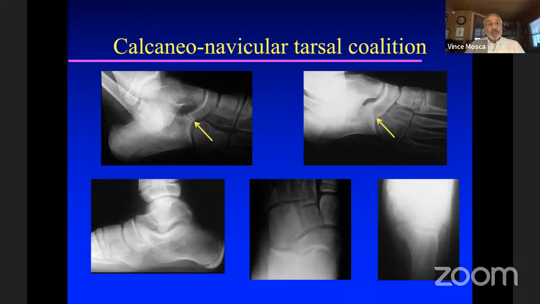There are other coalitions I'm not going to talk about today in which the two bones that are coalesced were never separate. They were always a synchondrosis that became a synostosis. That's a different group. But in these, there's fibrous tissue between the bones at birth. It undergoes metaplasia to cartilage, as you see on the left, and eventually onto bone, as you see on the upper right.